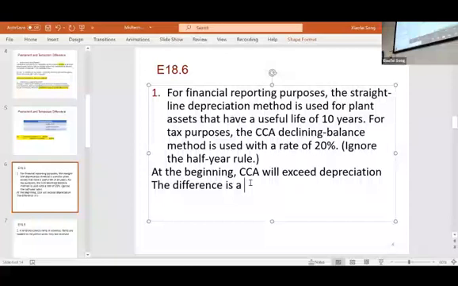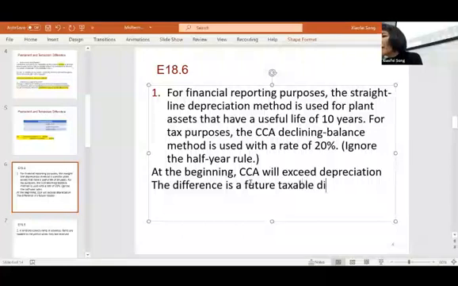So the difference will result in higher taxable income in the future. Yeah, because you have less to deduct, right? If you think about it, the book value is what you can deduct in the future for accounting purposes, UCC is what you can deduct for tax purposes in the future. UCC will be less because CCA is more now. Does that make sense? This is very important. So the difference is a future taxable difference. This is really important, future taxable difference.